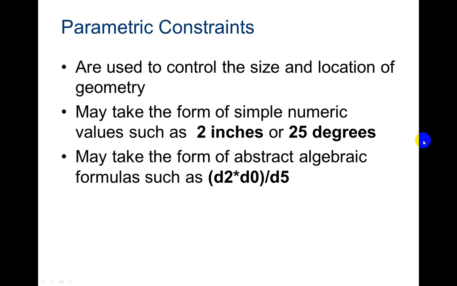They may take the form of simple numeric values, such as 2 inches or 25 degrees. They may take the form of abstract algebraic formulas, such as this equation here, d2 times d0 divided by d5. And what these are is the actual dimension. So the very first dimension you ever put on a sketch is actually d0, and then it goes up from there. So this would be like the 6th dimension that was added to a sketch.